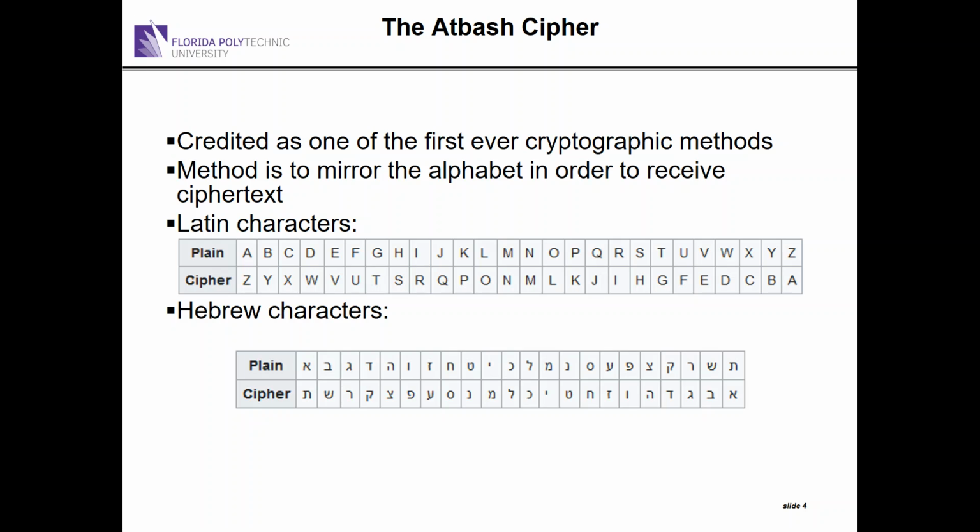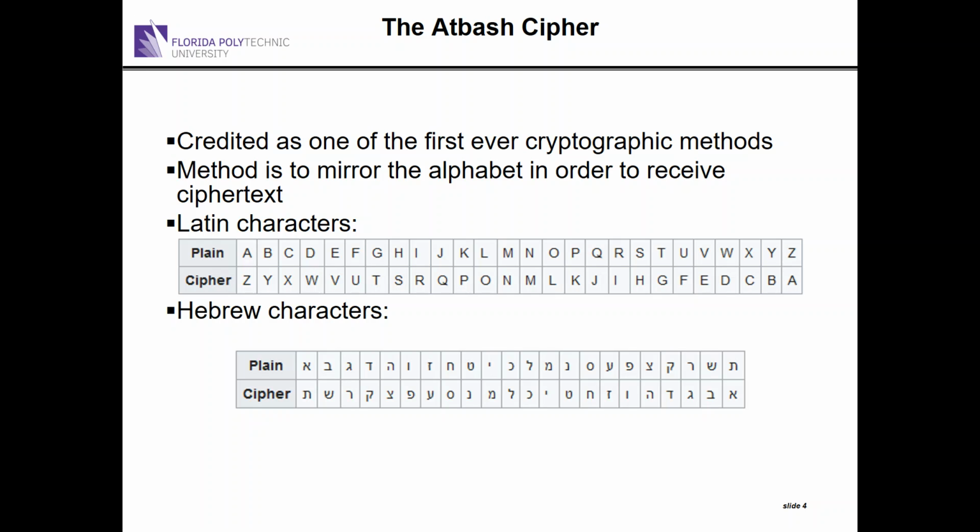We'll start off with the Atbash cipher. Known as one of the first ever cryptographic methods, the Atbash cipher was developed by Hebrew scholars and used by traders in Israel. The cipher is a simple one. It mirrors the alphabet and returns ciphertext that is only the corresponding letter of the alphabet.